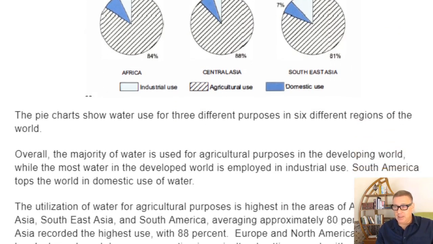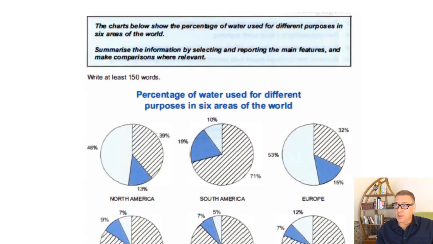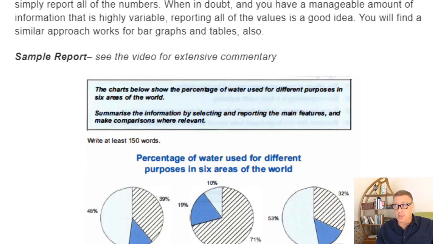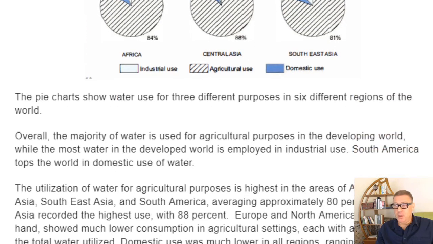So if we have a look at the response, the pie charts show water use for 3 different purposes in 6 different regions of the world. If you compare that to the question, the charts below show the percentage of water used for different purposes in 6 areas of the world. Reasonably similar, but you just want to introduce what it's about in a slightly different way than is listed in the question. Our overview: overall, the majority of water is used for agricultural purposes in the developing world, while the most water in the developed world is employed in industrial use.